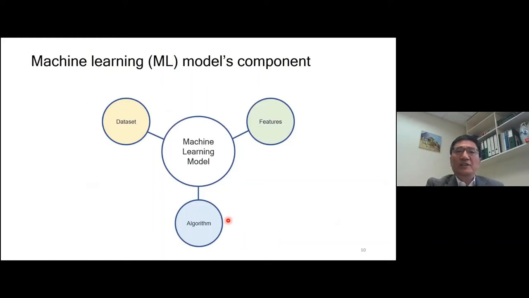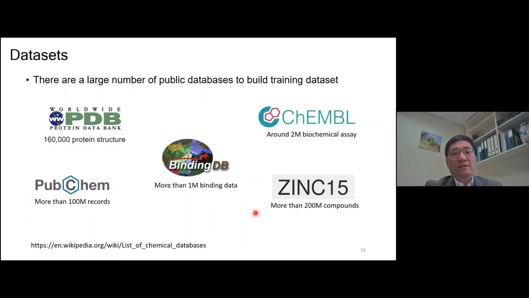For the machine learning model components, for example, we need to set up the data set and the features. Of course, before we set up the data set, we need to have the theoretical basis for how we can really set it up. So that's the typical machine learning model. There are a variety of different data sets you can easily find on the internet, for example, the Protein Data Bank.